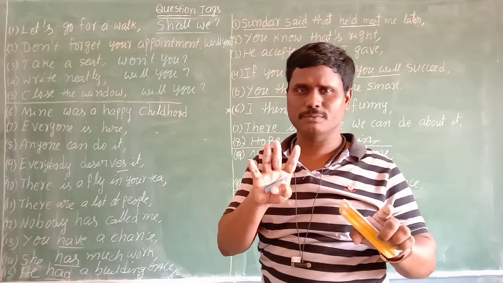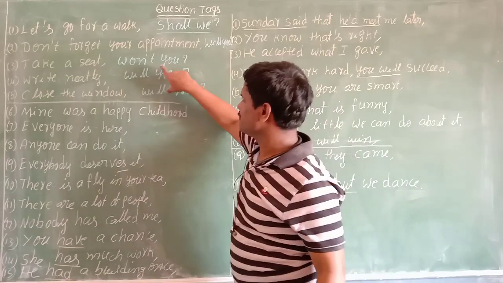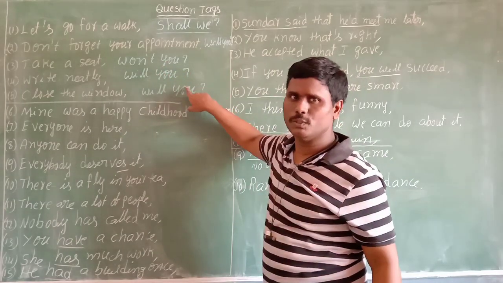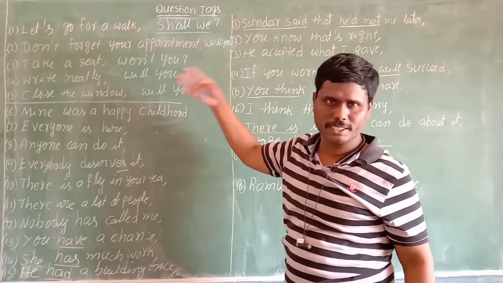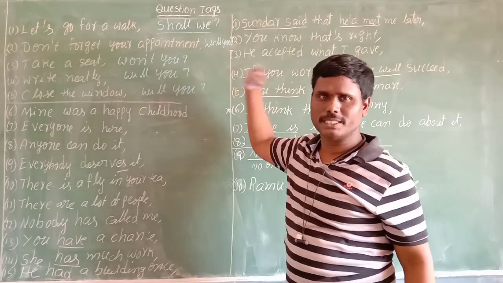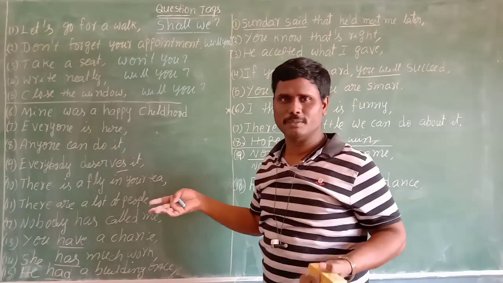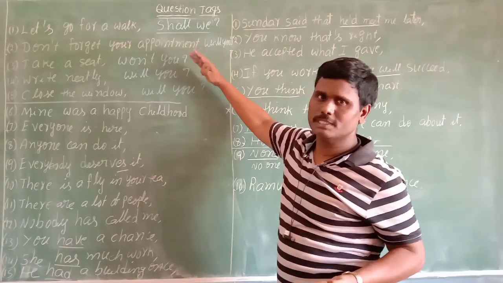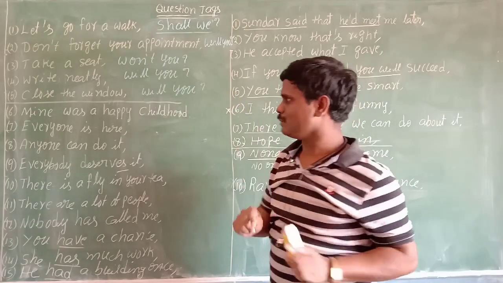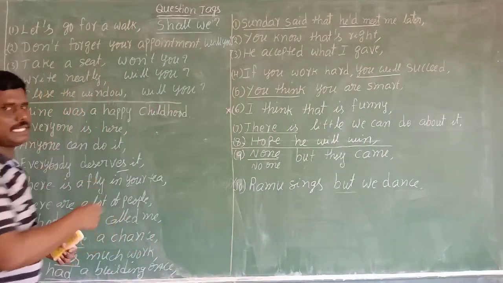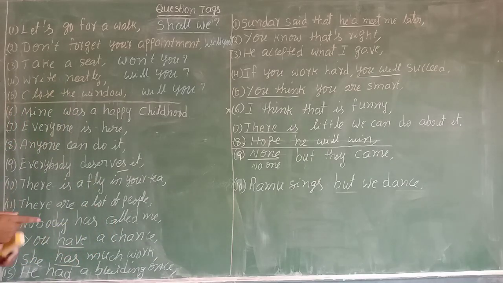Don't be confused with any other thing. The question tag is always will you. Don't bother whether the given sentence is positive or negative. Whatever it may be, the question tag is always will you for an imperative sentence. It is clear, friends? Now, let us go to the other tricky examples.